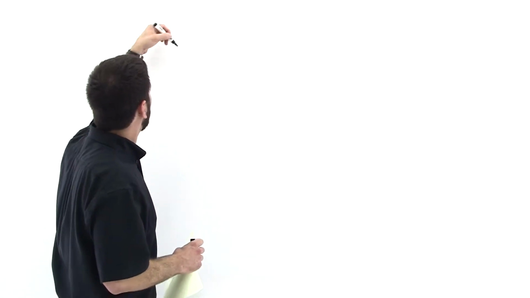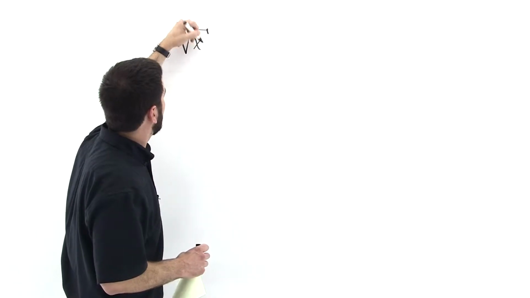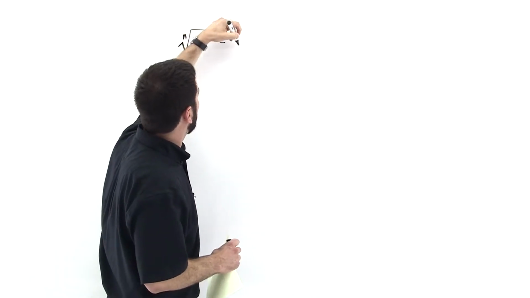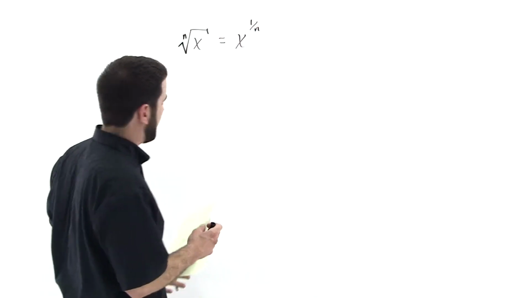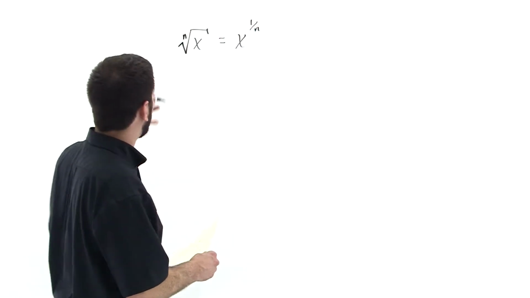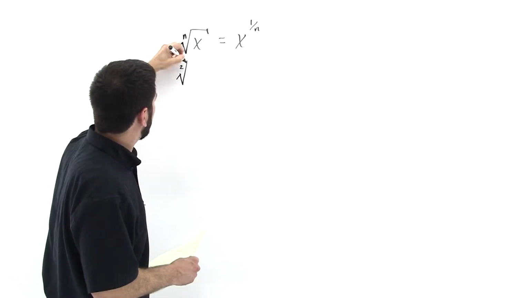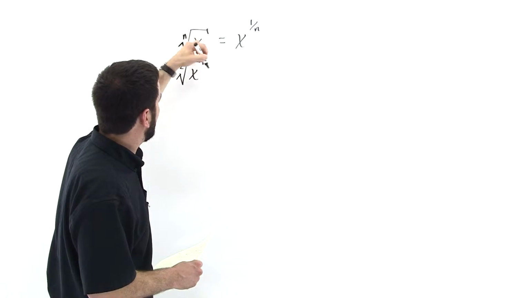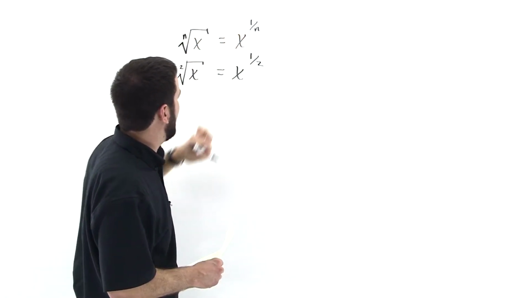Let's investigate some properties of square roots and roots in general. If we have the nth root of x, this is equal to x raised to the 1 divided by n power, right? So this infers that the square root of x is equal to x to the 1/2 power, right?